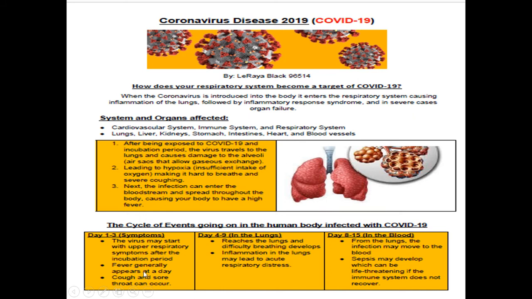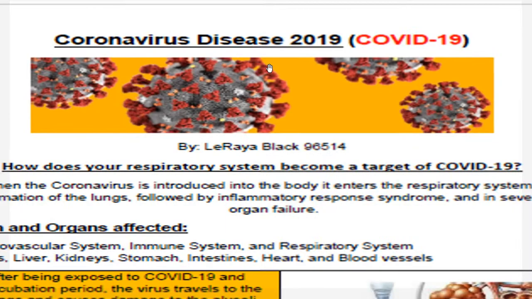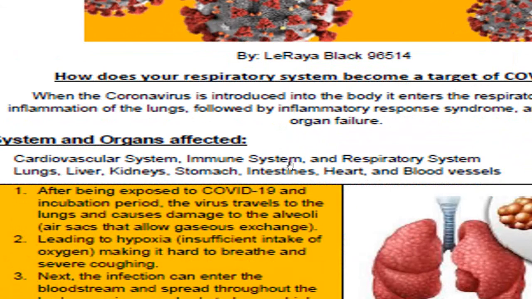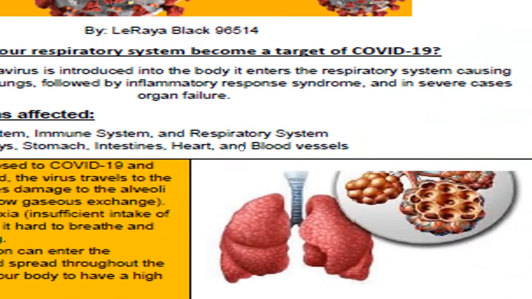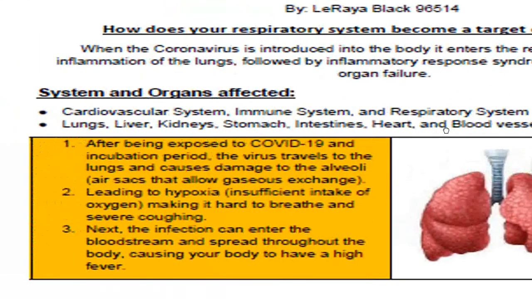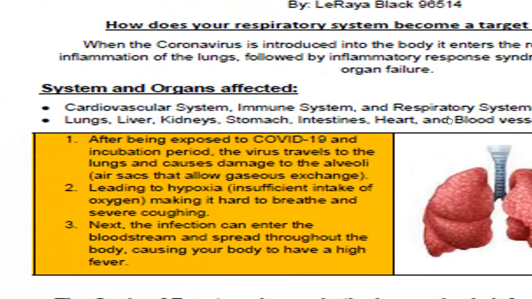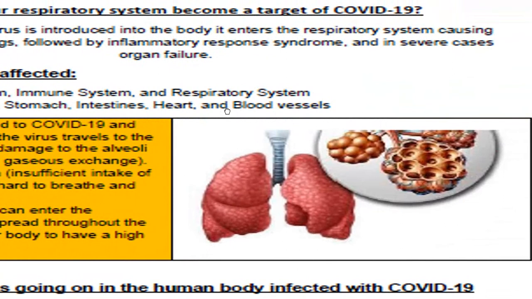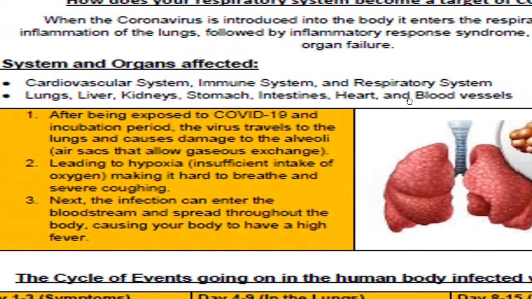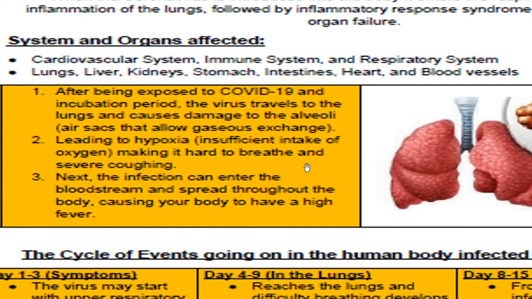Then if you look at the coronavirus infection, what you can see is how your respiratory system becomes a target. When the coronavirus is introduced into the body, it enters the respiratory system, causing inflammation of the lungs, followed by inflammatory response syndrome, and in severe cases, organ failure. Mostly the cardiovascular system, immune system, and respiratory system are the ones that are affected.